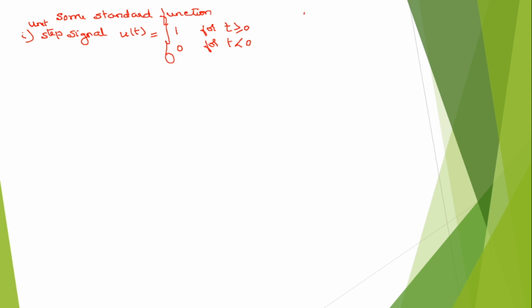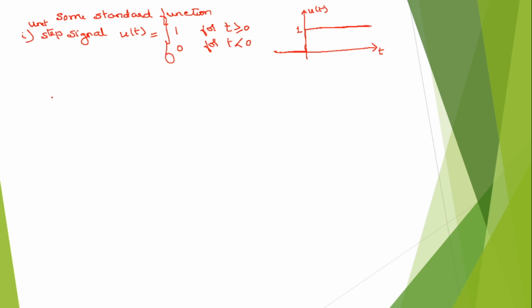That means, with the x-axis as t, for t greater than 0 this value is 1. So this is represented as u of t. This signal is 0 up to 0, then it changes to 1, and from there onwards it is 1.